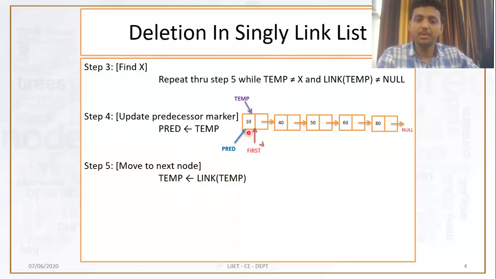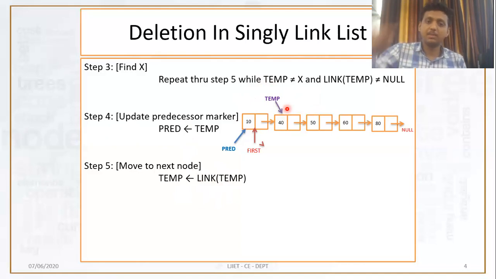So this is step number 5. See the animation. Now again check the conditions. Step number 3, what is the condition? Temp is not equal to x.